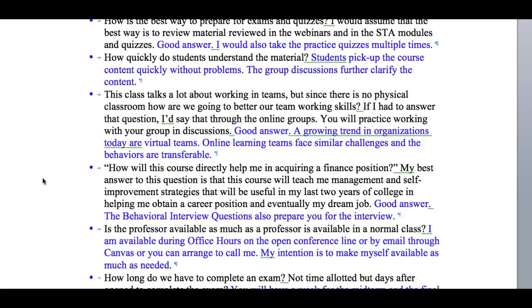The class talks a lot about working in teams, but since there's no physical classroom, how are we going to better our team working skills? If I had to answer that question, I'd say through the online groups. So you will practice working with your group in discussions. That's a good answer. A growing trend in organizations today is virtual teams, and online learning teams face similar challenges, and the behaviors are transferable. So you can develop team skills online, and you can learn to become a team player online. Most organizations want a team player too, by the way.